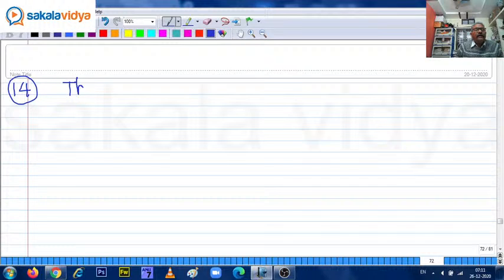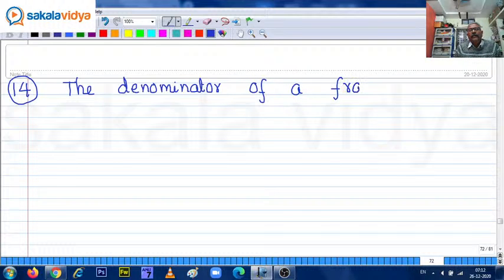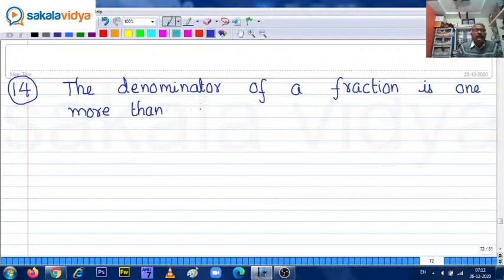The denominator of a fraction is one more than twice the numerator.